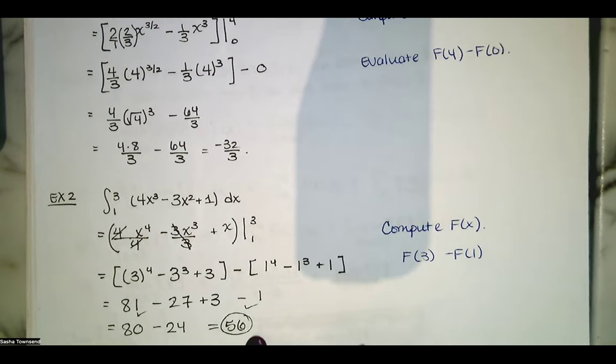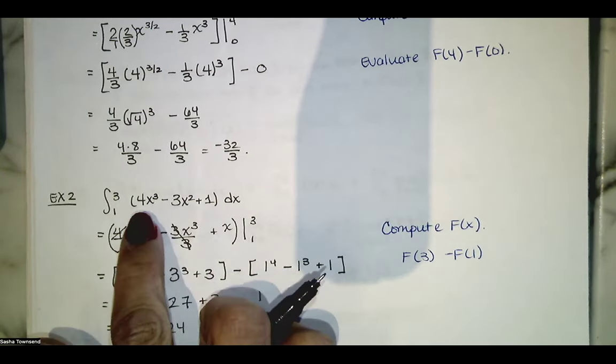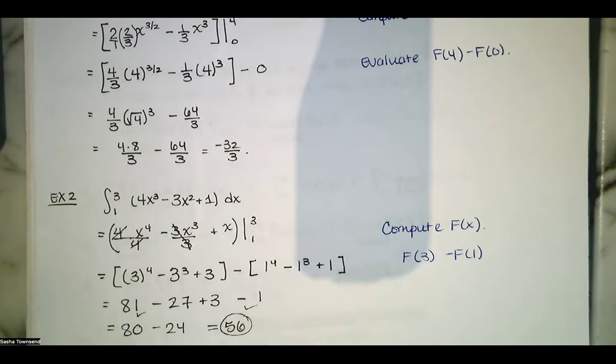And so the area between this function and the x-axis and the vertical lines x equals 1 and x equals 3 should be 56 if we've done everything correctly. So let's look at that graph on Desmos.com.